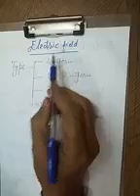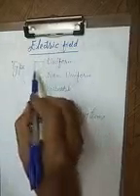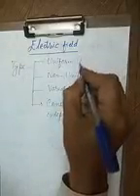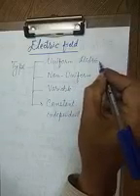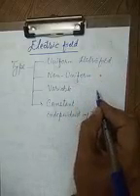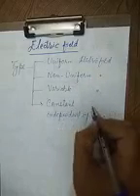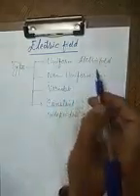Electric field is of four types. One is known as uniform electric field. Another one is known as non-uniform electric field. The third one is known as variable electric field. And the fourth one is a constant electric field. So what is uniform electric field?